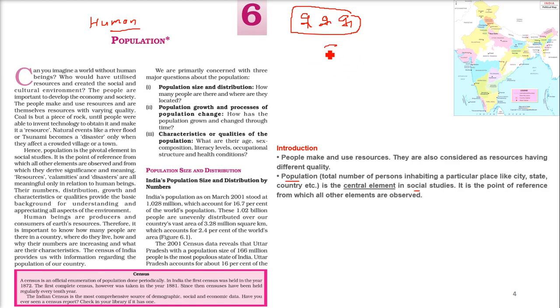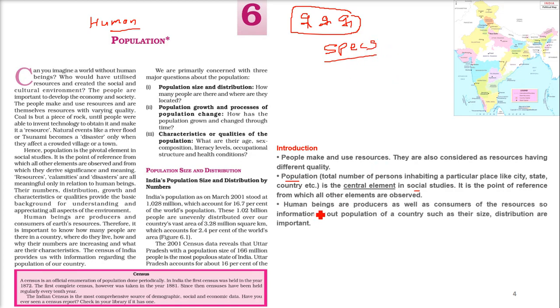So population is a kind of spectacles, right? The specs you wear. Population is the specs anybody will wear to see the world, to see the country, to see the state. So human beings are producers, and they are consumers also of all the resources. So the information about the population of a country, like the size of the population and the distribution, these are very important.